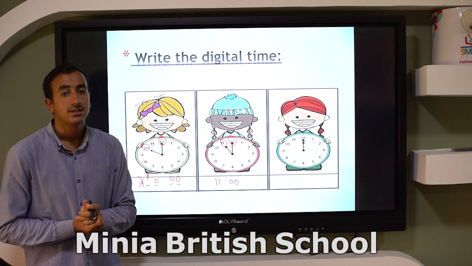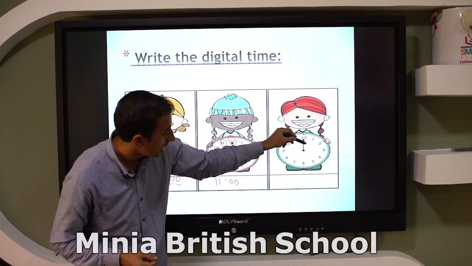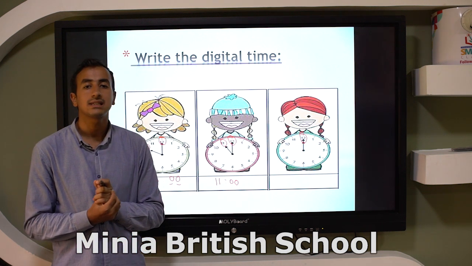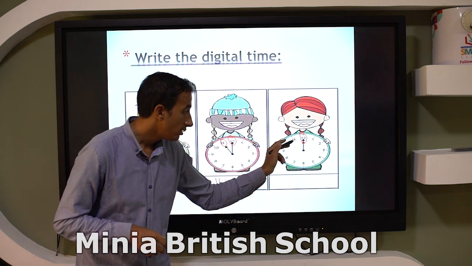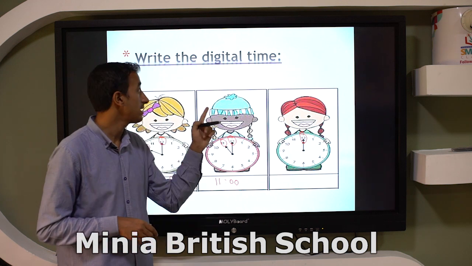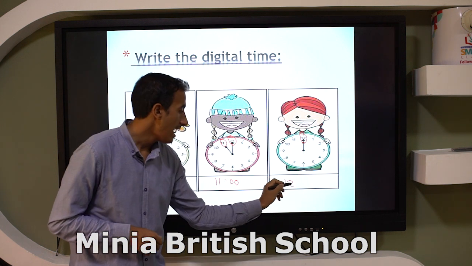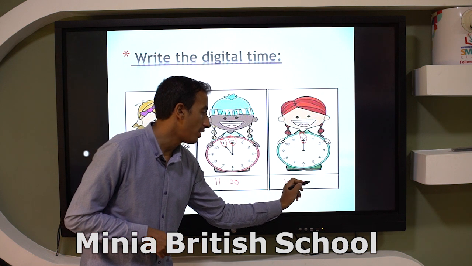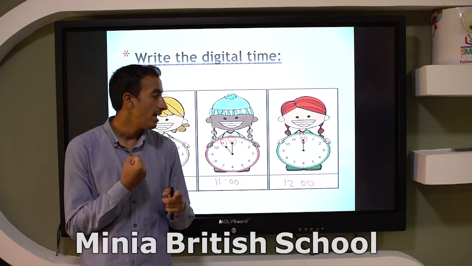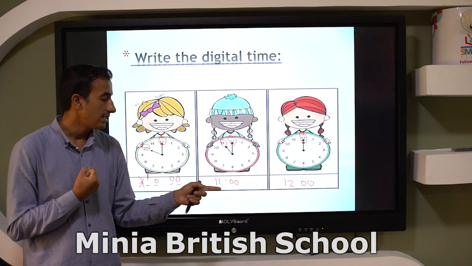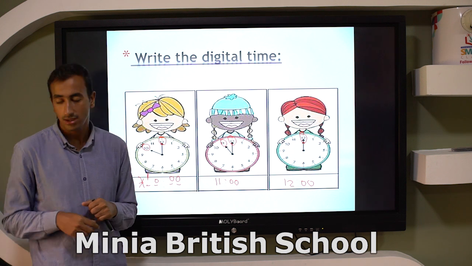Again, look at this example. We have two hands, the short and long hand, both pointing up at 12. So we can say that it's 12 o'clock. Again, you can write this using the second way, digital time. 12 consists of two digits, and the minutes are 2 zeros because it's o'clock. What time is it? It's 12 o'clock. It's 11 o'clock. It's 10 o'clock.